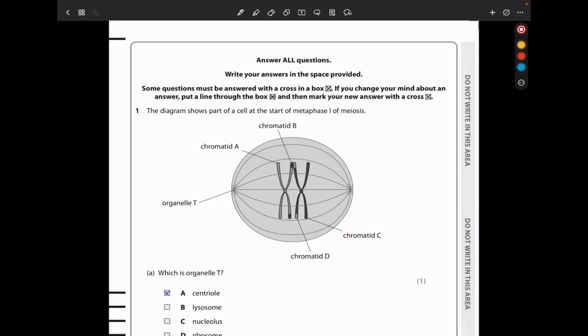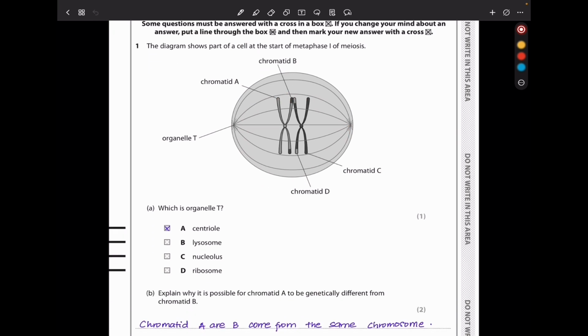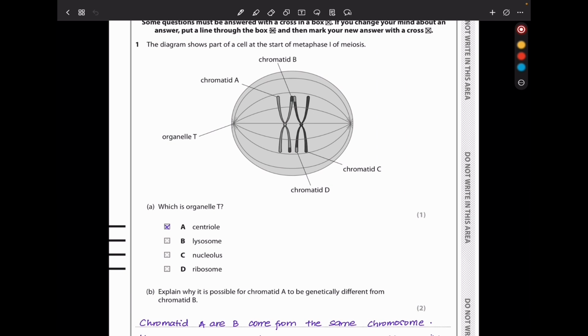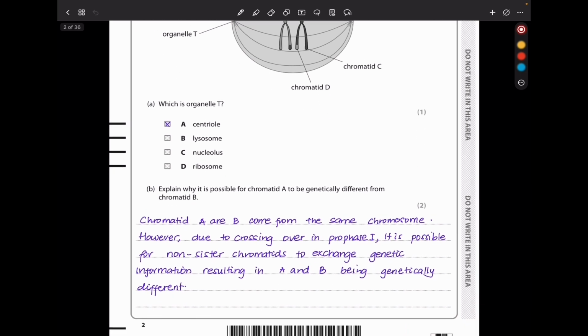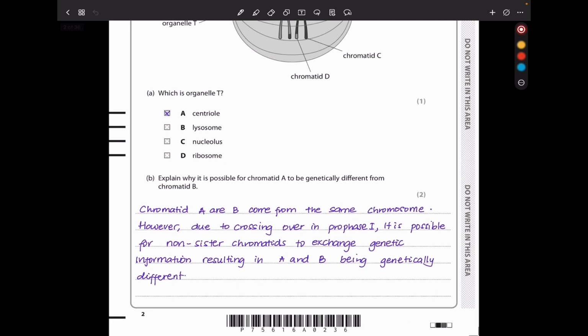Question 1. The diagram shows part of a cell at the start of metaphase 1 of meiosis. So this is the cell they're talking about. And they say which is organelle T. Organelle T is the centriole, because we see the spindle fibers are forming out of the centriole, so the answer should be A.